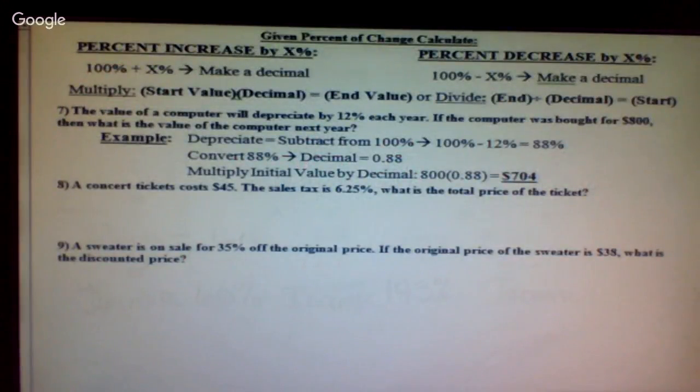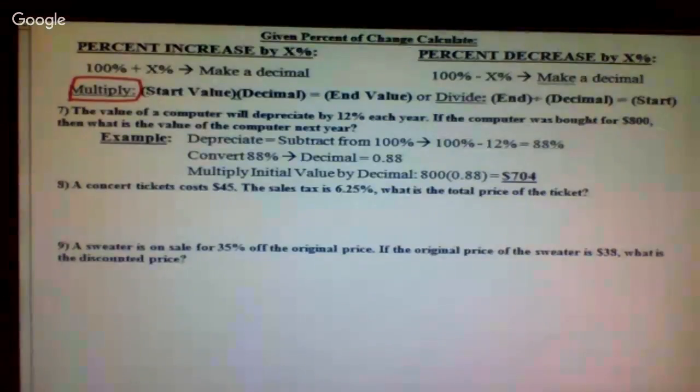Okay, so percent increase is always more than 100%. So if we're increasing, we take whatever percentage we're doing and we add it to 100. Decreasing is always less than 100%. So you would take 100 minus what you're taking off. We would multiply the starting value times the decimal to get your ending value. If for some reason they give you your ending value, you would divide by the decimal to get your starting value. So it's backwards.